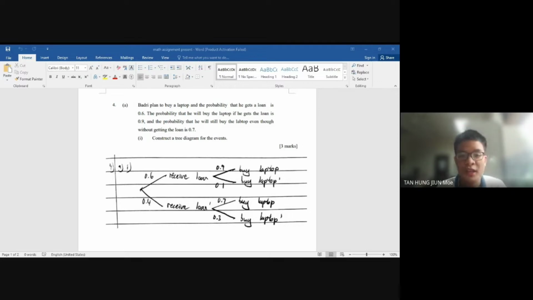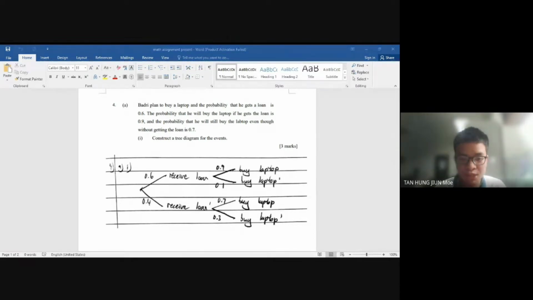For question 4a1, we have to construct a tree diagram. Firstly, we will construct two branches. First is the probability of received loan, which is 0.6. The second one is the probability of didn't receive loan, which is 0.4.